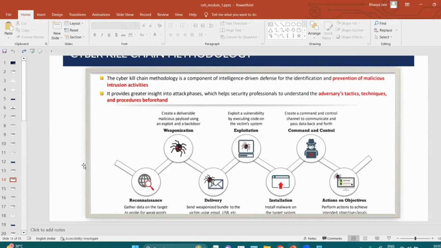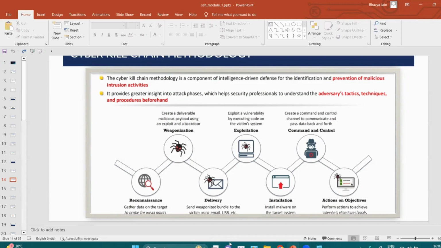Then we have actions on objectives, which is like now you are performing the actions, you are doing whatever you want to do, which is achieving your objectives, or we can say achieving your purpose of hacking. For example, your purpose is to steal some files, some images from my system. So now you will do that only. You will find the files, then download the files from my system to your system, etc. So that is actions on objectives.